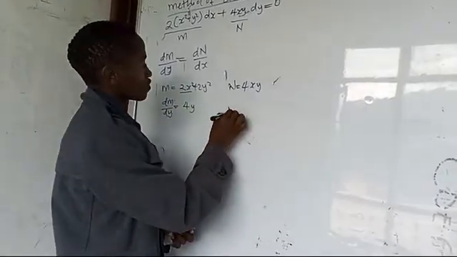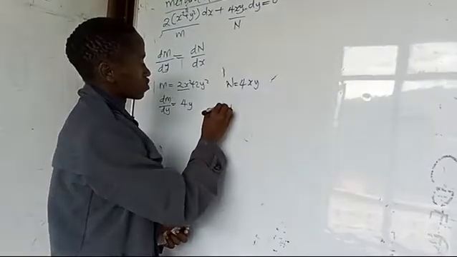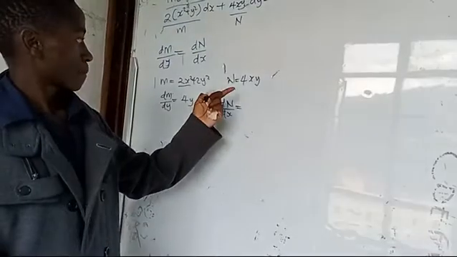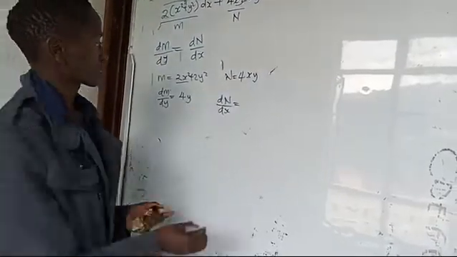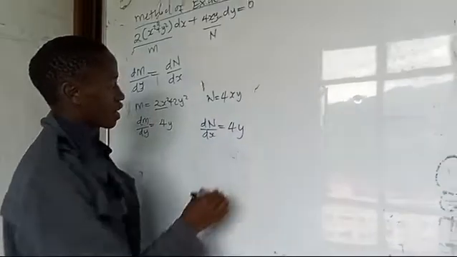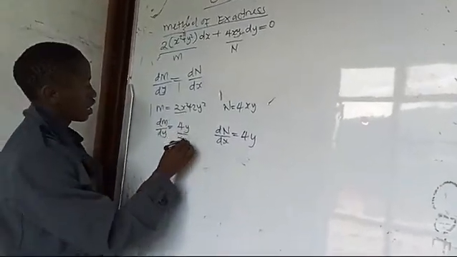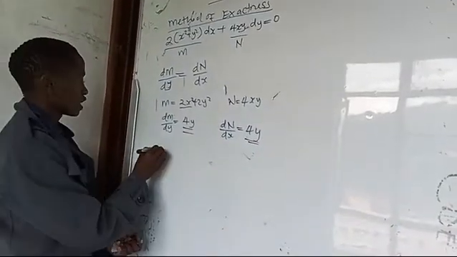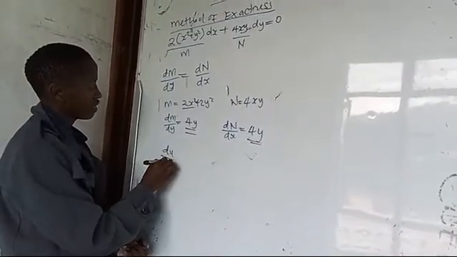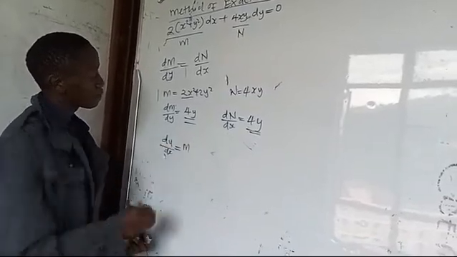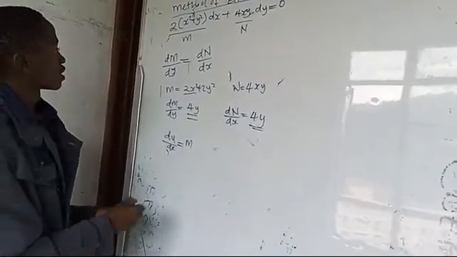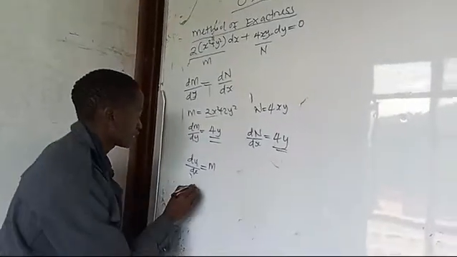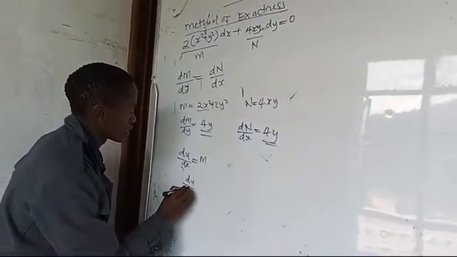Then let's differentiate N with respect to x, dN/dx, and it should give us 4y as well. Hence, you are able to see that the question was exact. So once you get this, you have to know that your du/dx should give us M, and this part we said is the M part.